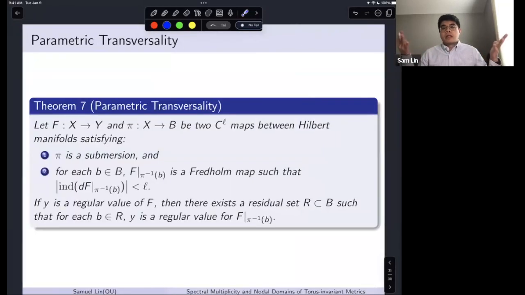Okay, so what is the parametric transversality theorem? Suppose that you have maps between Hilbert manifolds. This is our version, but there are other variations. We didn't invent this, of course. So we have a map from X to Y, and then we have a map from X to B.